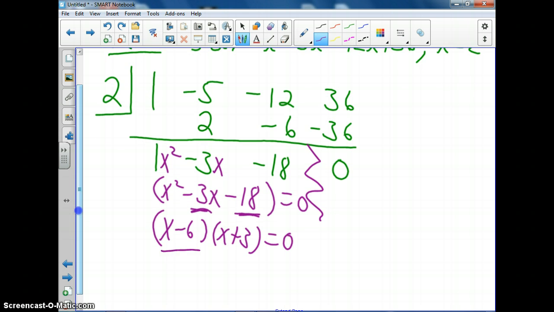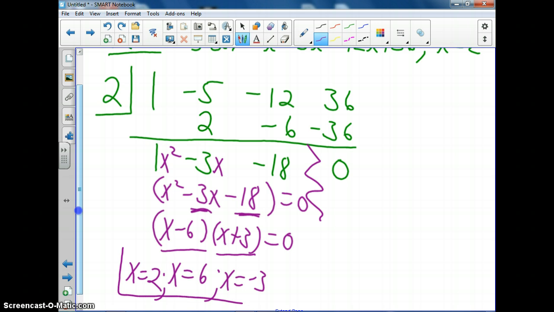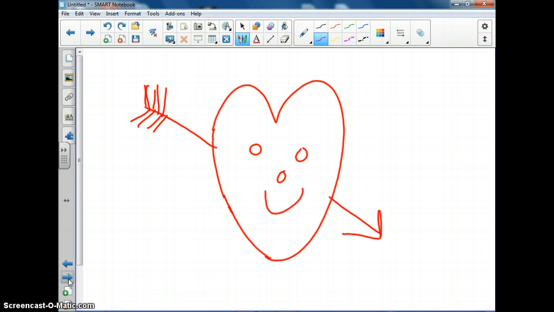So what's this going to equal? 6. Oh my gosh, that's old time stuff. What's this going to equal? Negative 3. There you go. And then what's the one I gave you? X equals 2. Look at that. You just solved it. All three answers. There they are right there. So we're done.